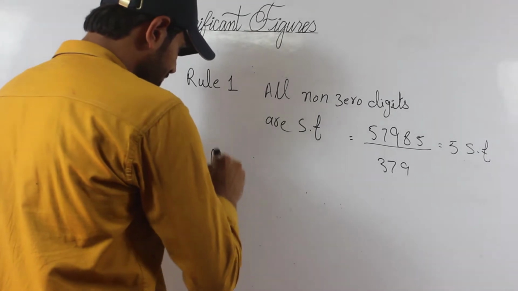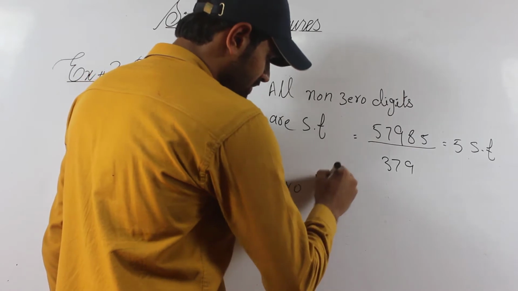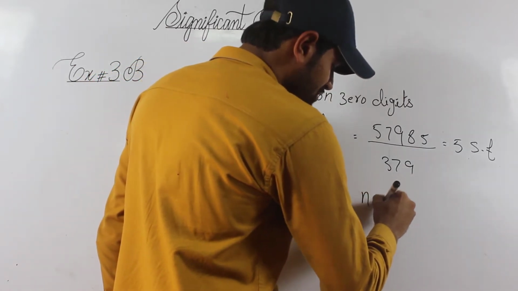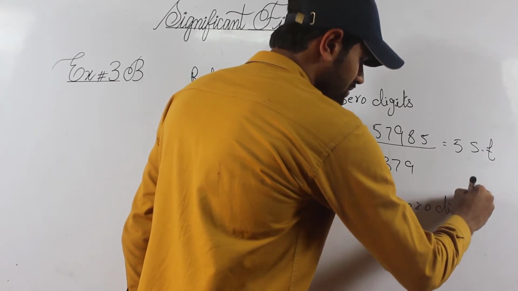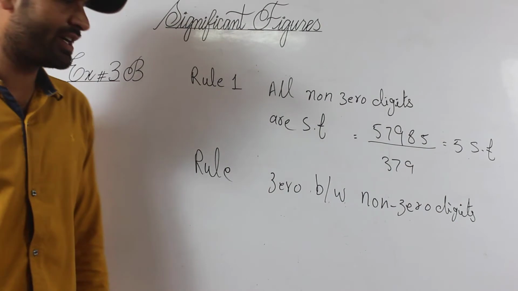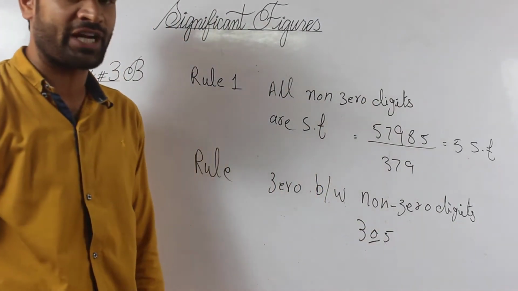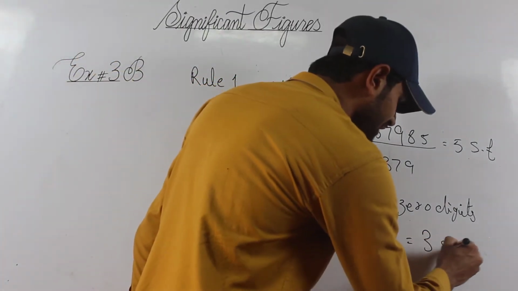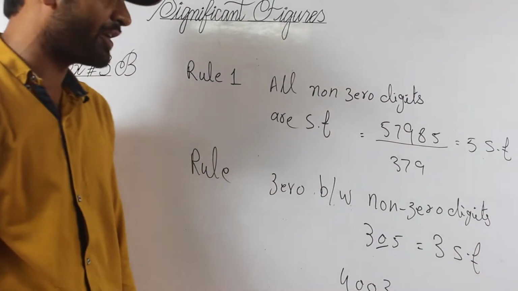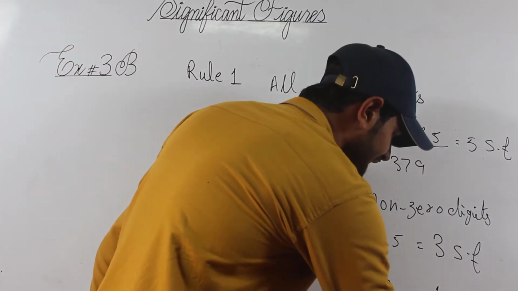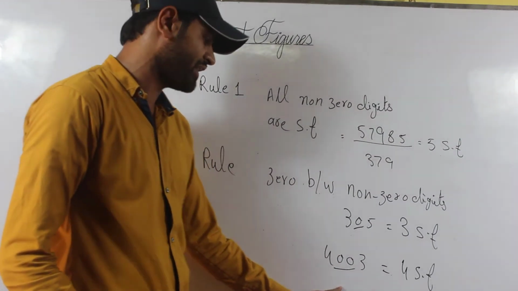Rule 2. The second rule: zeros between non-zero digits are also significant figures. For example 305, this 0 is also a significant figure, so this amount has 3 significant figures. 4003, these zeros are also significant, so this amount has 4 significant figures. It means 0 between non-zero digits is also significant.